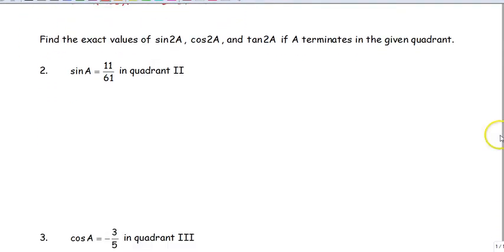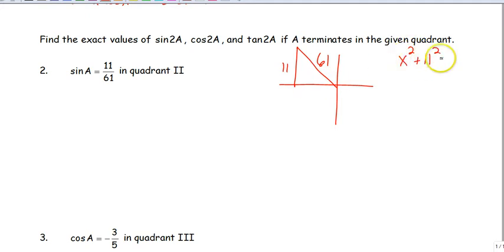Now, we're going to use these formulas also to find the exact values of sine of 2a, cosine of 2a, and tangent of 2a, if a terminates in the given quadrant. So quadrant 2, sine is 11 over 61. First thing I'm going to do is draw my triangle. There's quadrant 2. Sine is 11, the height, over 61. I need to find this piece down here. Pythagorean theorem. When you do this, you get x is equal to 60.